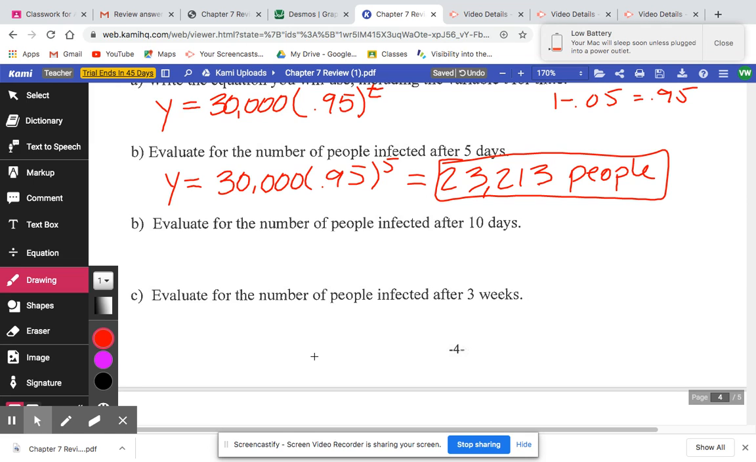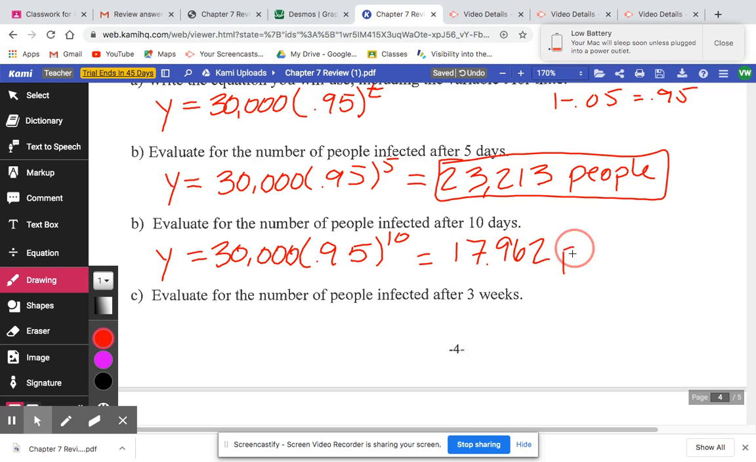Now, after 10 days, same type of thing. 30,000 times 0.95, this time raised to the 10th power. And here we're going to have 17,962 people, or 963 if you want to round again.